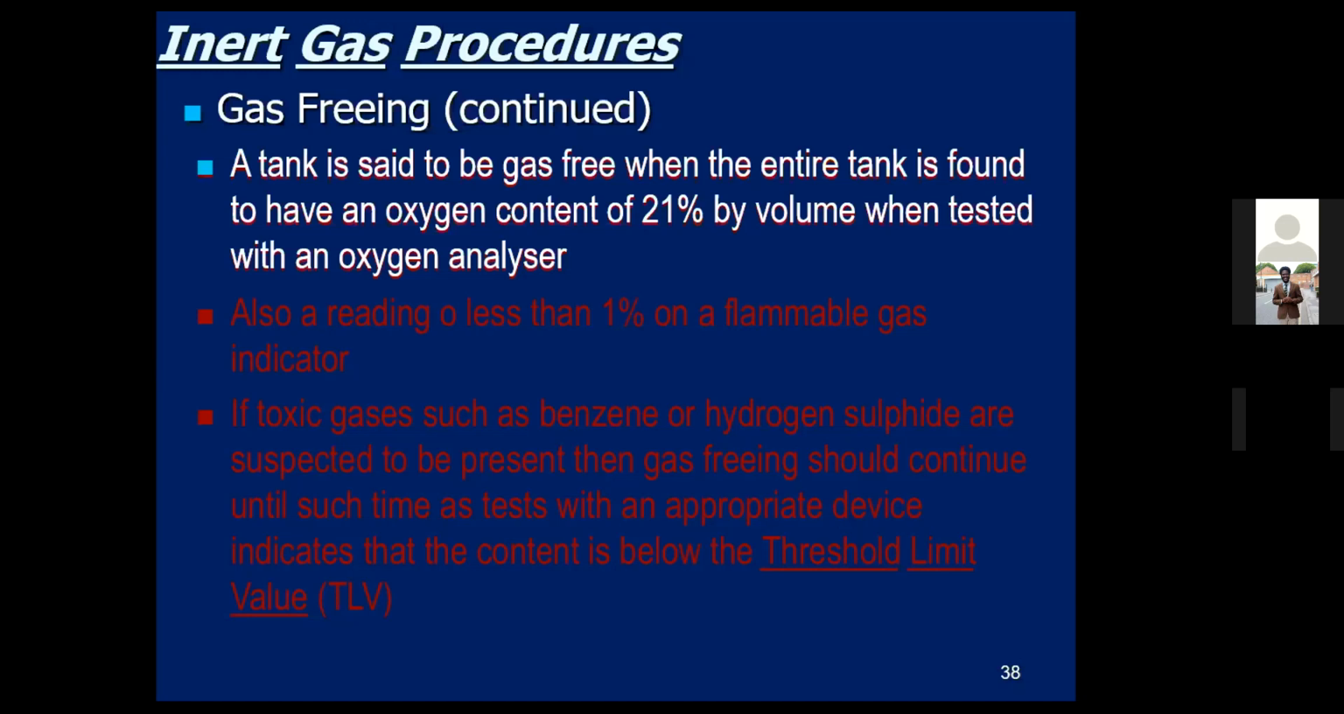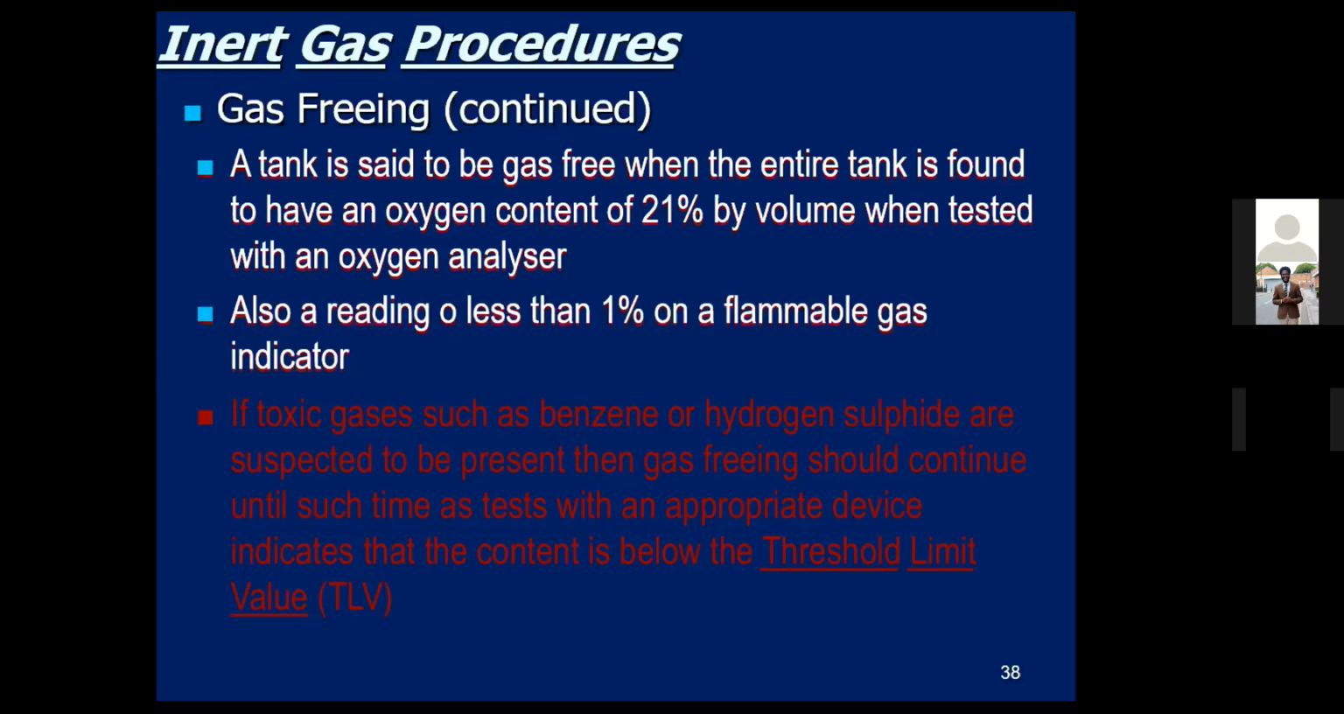Okay, so now an oxygen content of 21% by volume shows that the atmosphere there is gas free. And then not only that, you must be able to have a reading of 1% on flammable gas. If it is LNG, methane, 1% LEL. So it's very, very important.